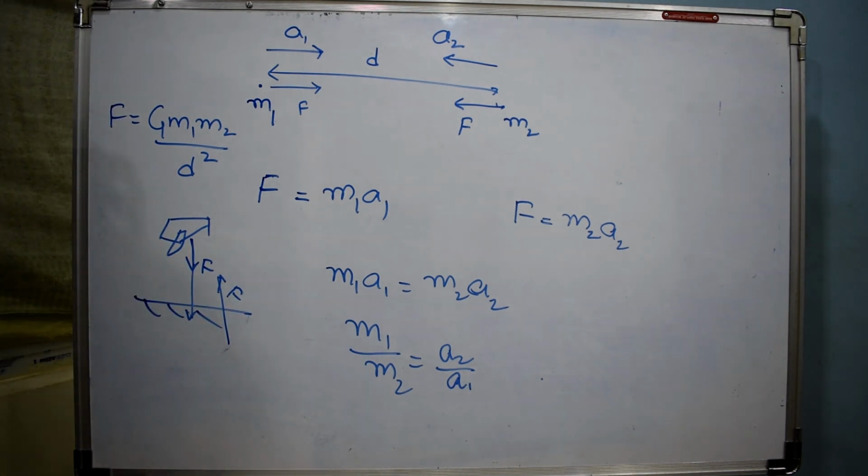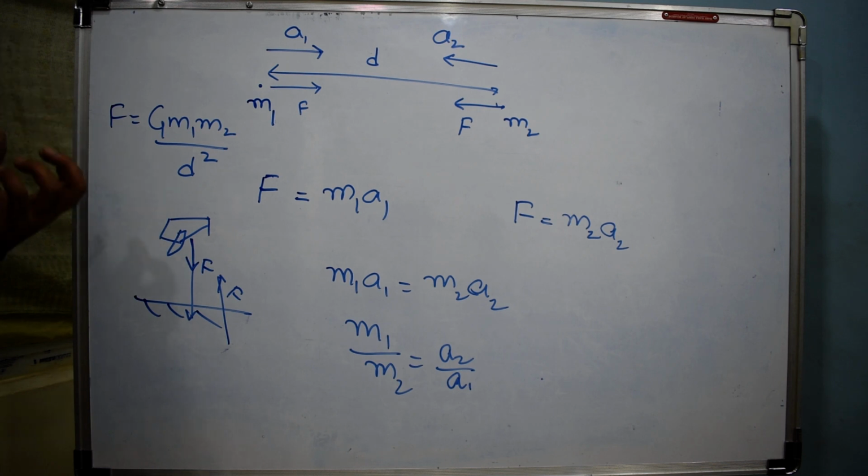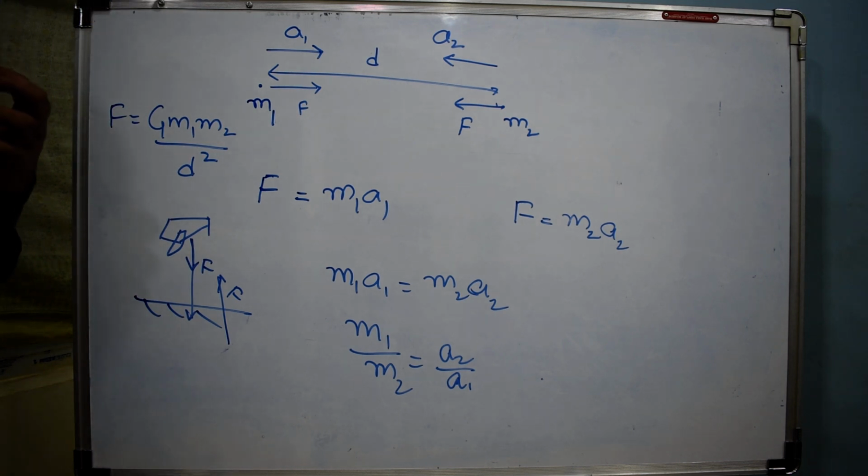When you have two masses separated by a certain distance and you release them, they try to go towards each other and attract each other with the same force, but they will have different accelerations depending on their masses. If they have different masses, the one with the lower mass will have higher acceleration and the one with higher mass will have lower acceleration. Okay, that's it for now.